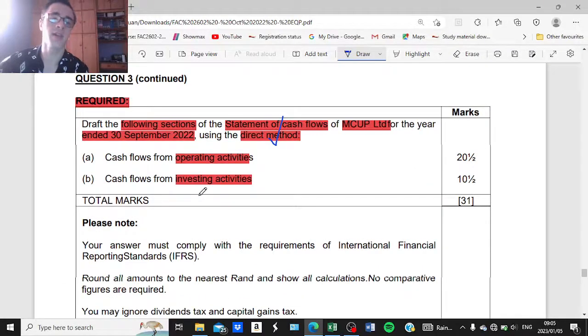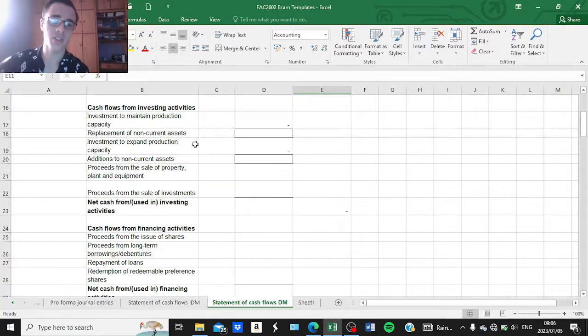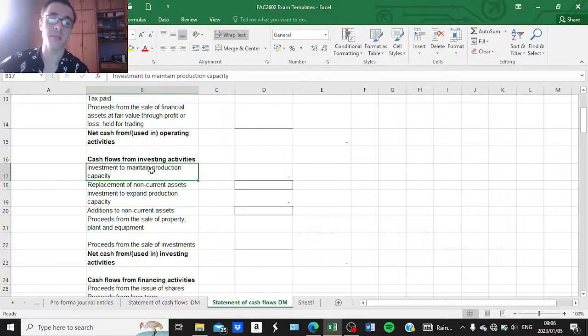And then the second one that they also can ask you to draft is the investing activities section. So focusing on your non-current assets, specifically referring to property, plant, and equipment. Okay, in this section, we'll be dealing with disposal of property, plant, and equipment, that being the amount that was received on disposal. We will also have a look at additions to production capacity, specifically making a distinction between maintaining production capacity and expanding production capacity. It's very important that you show these 2 investments separately in the investing activities section.